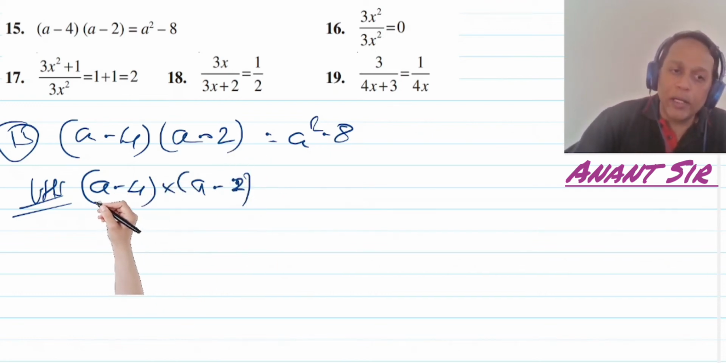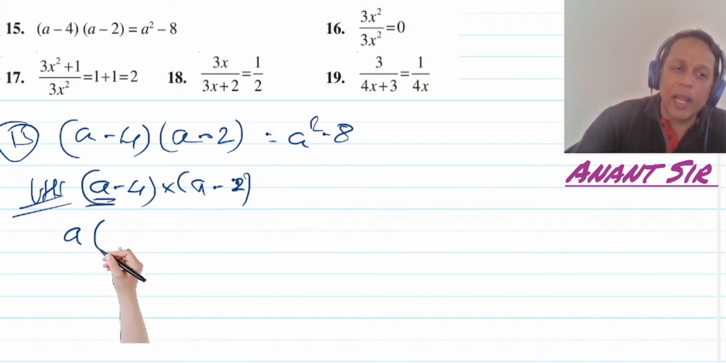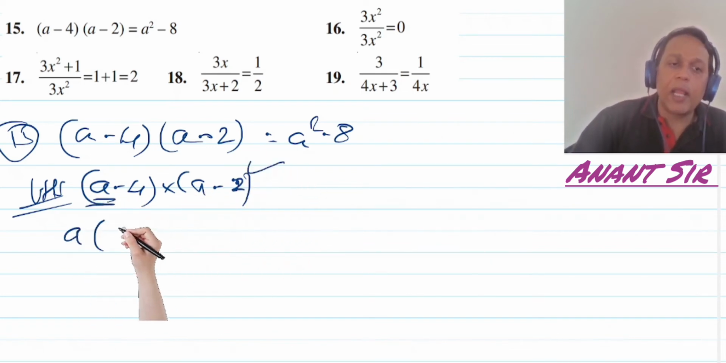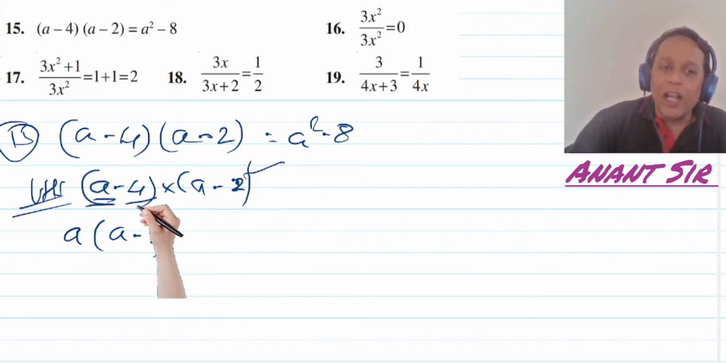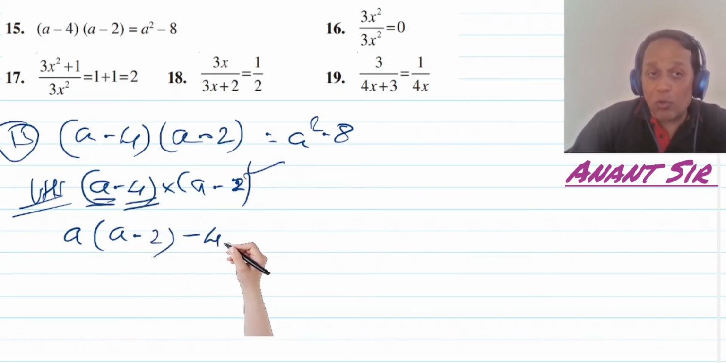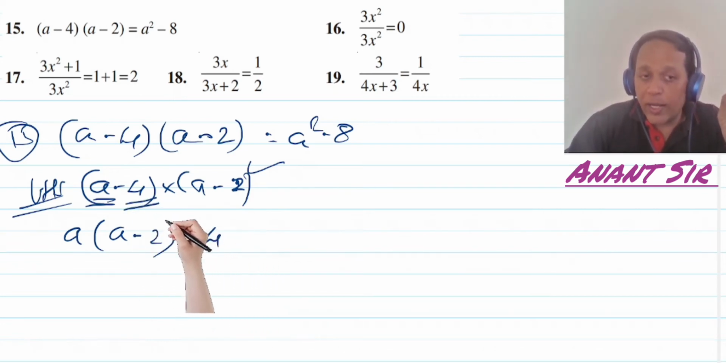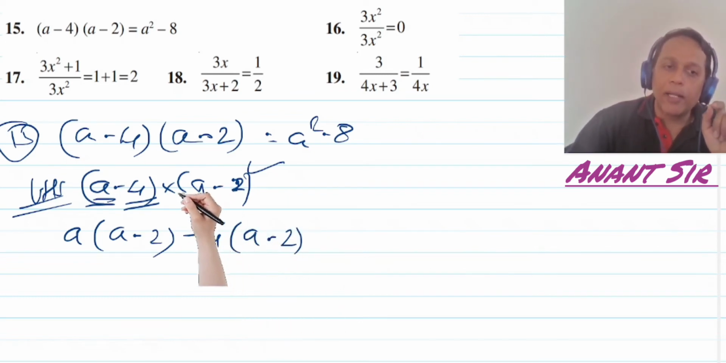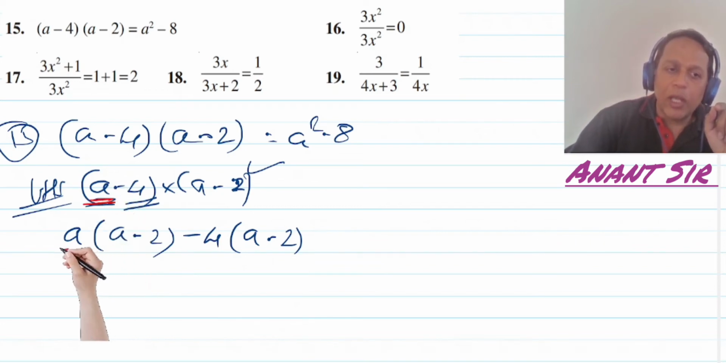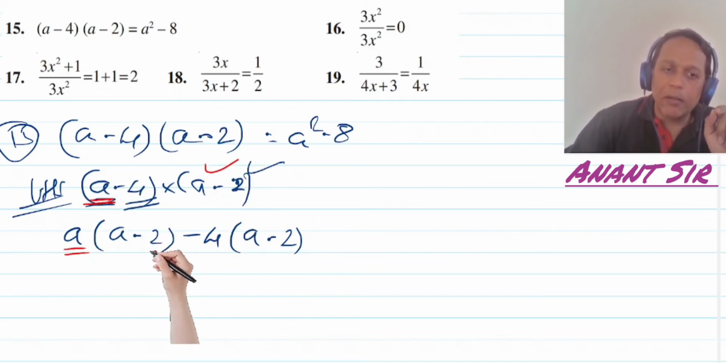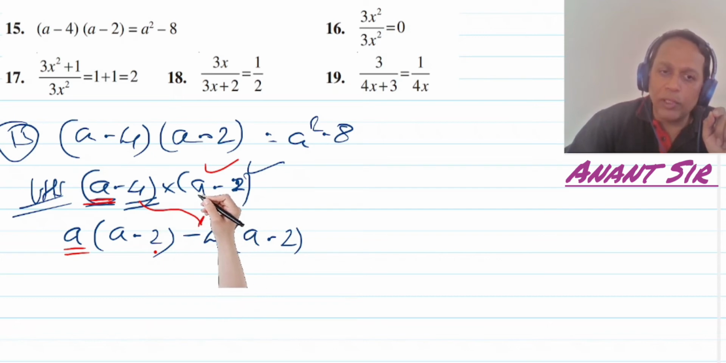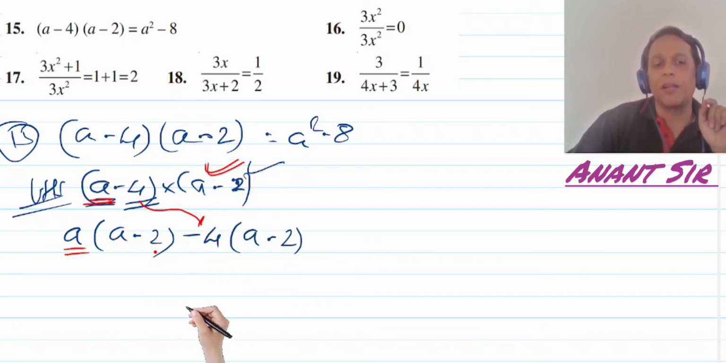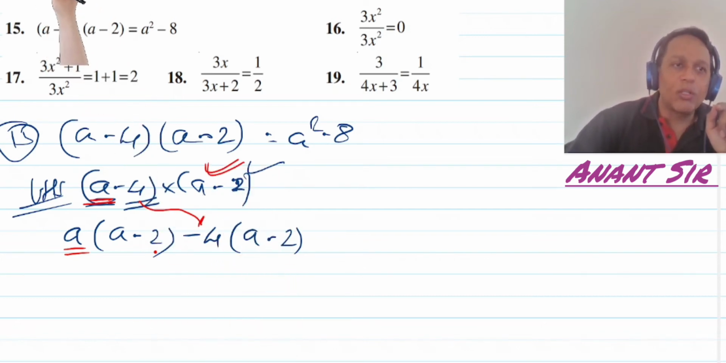So how to do it? Write the first term first, a. Write this second bracket, (a minus 2). Then write the second term as it is, whatever the sign is there. It was minus 4. So we have to write minus 4. Again we multiply the second bracket. So what we are doing actually? We wrote this a here, then we multiplied it by the second bracket, then we wrote this minus 4, then again multiplied this by the second bracket. Now we have to just multiply this.